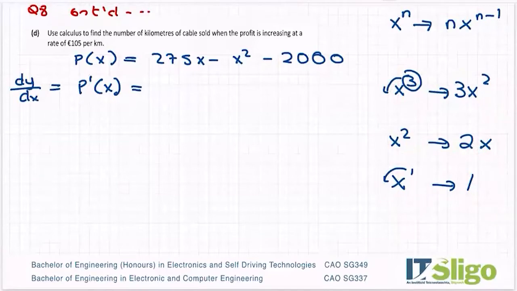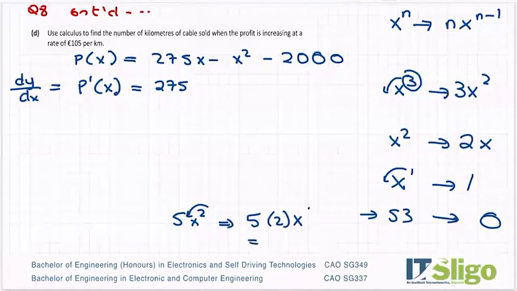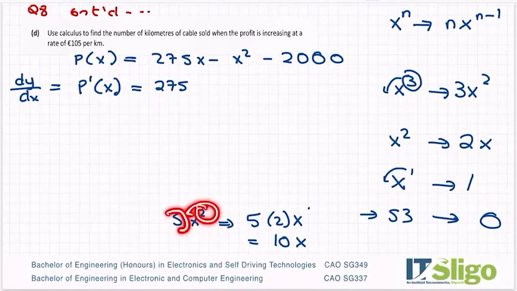And a constant, we'll say 53, but it can be any number at all. When you differentiate that, you get 0. Okay, so that's the bulk of how to differentiate. So when we differentiate 275x, we get 275. If I have 5x squared, leave the 5 there, take the 2 down in front, reduce the power by 1. So it'll end up being 10x. When you take that 2 down in front, you'll end up with 2 times 5, which is 10.